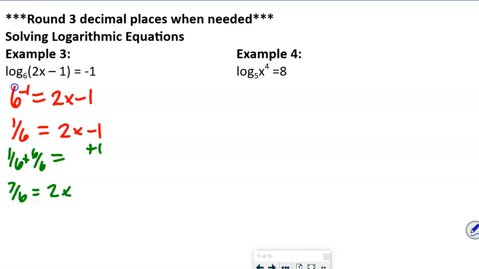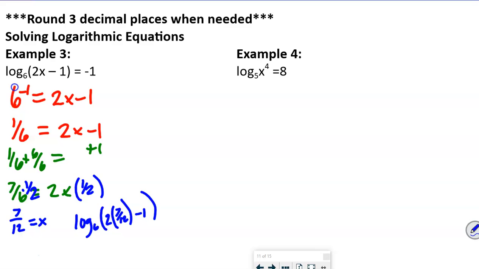How do I get rid of the 2, y'all? Yes, we could divide by 2, but we can also multiply by 1/2, which is going to be easier in this case, right? So that's going to give us 7 over 12 is equal to x. Now when we check this, okay, so this is the way we're going to do it. We're going to do log base 6 of 2 times 7 over 12 minus 1. Okay, so this is going to be log base 6 of, that's going to be 14 over 12 minus 12 over 12, which is going to be what? 2 over 12, which is the same as 1/6. And that's going to equal negative 1.